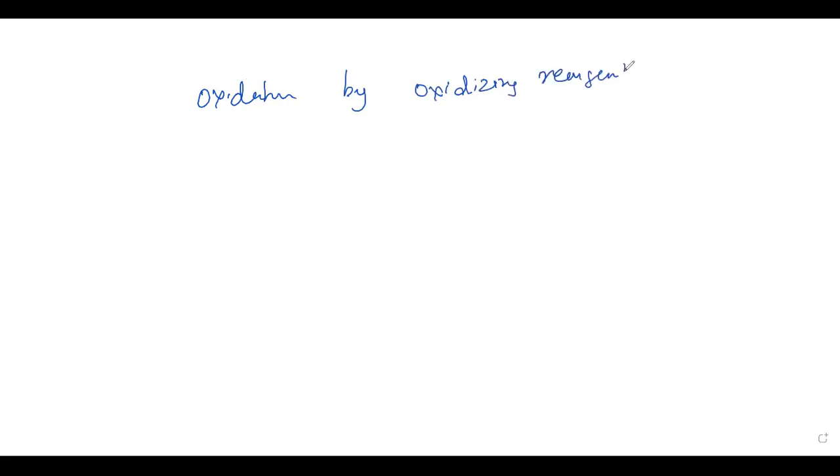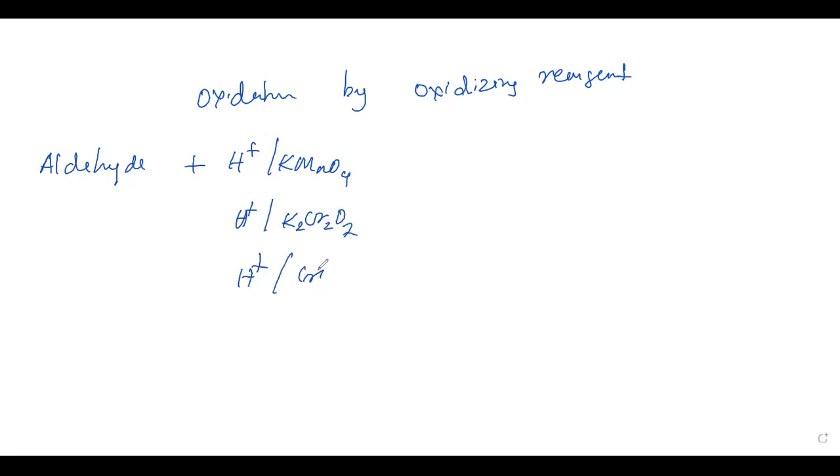So actually what is happening? The aldehydes react with one of the oxidizing reagents in acidic medium: permanganate, dichromate, chromic acid. And you will end up with carboxylic acid. So let's write an example.